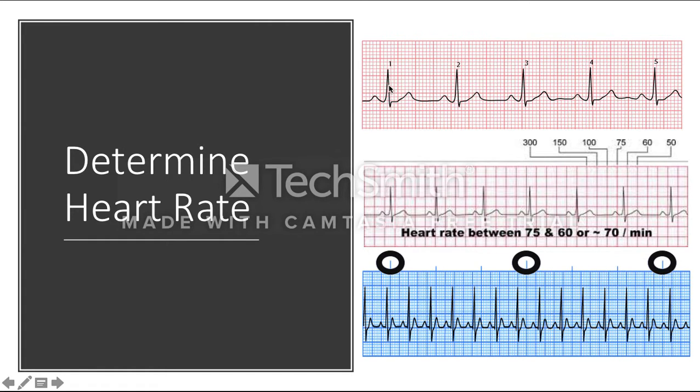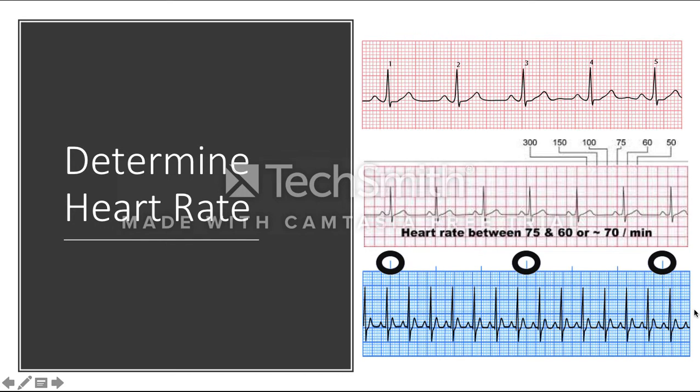One more time. 1, 2, 3, 4, 5 beats in 6 seconds times 10 would give us 50 beats in 60 seconds. So it gives us 50 beats per minute.